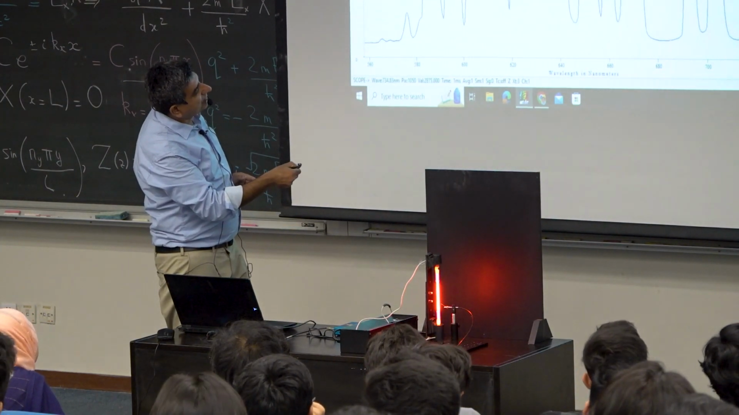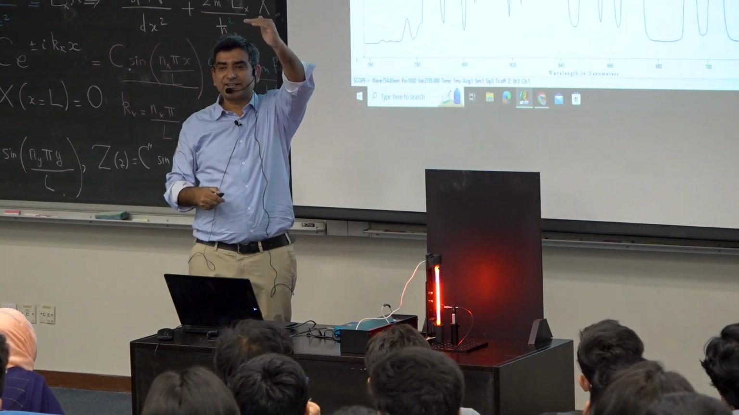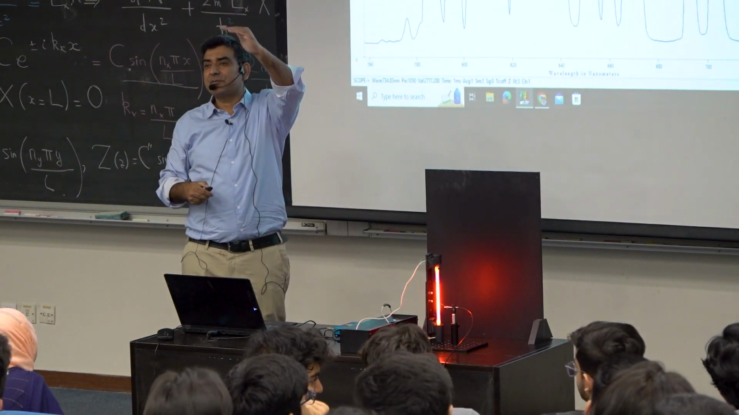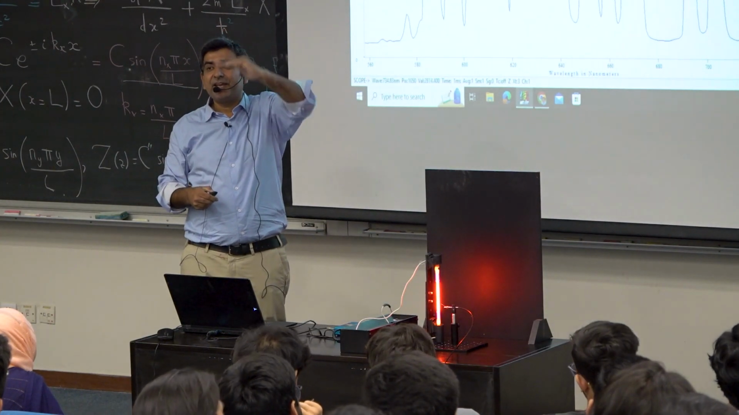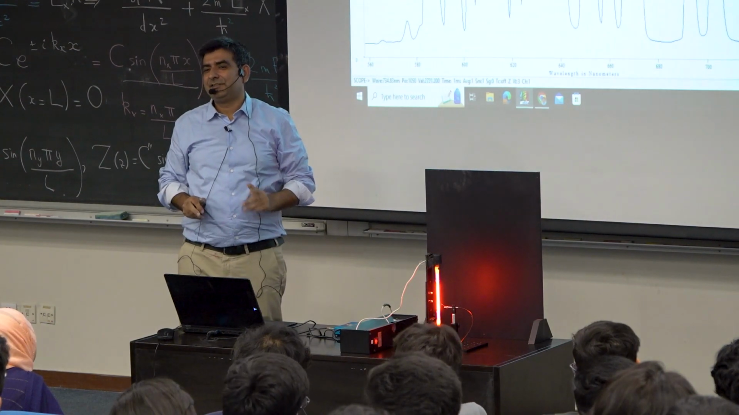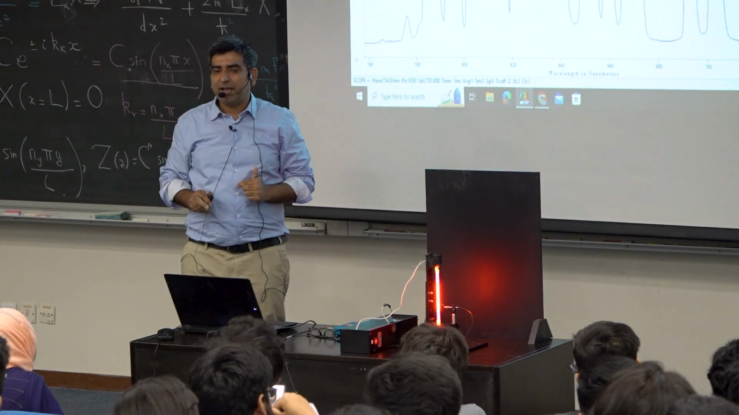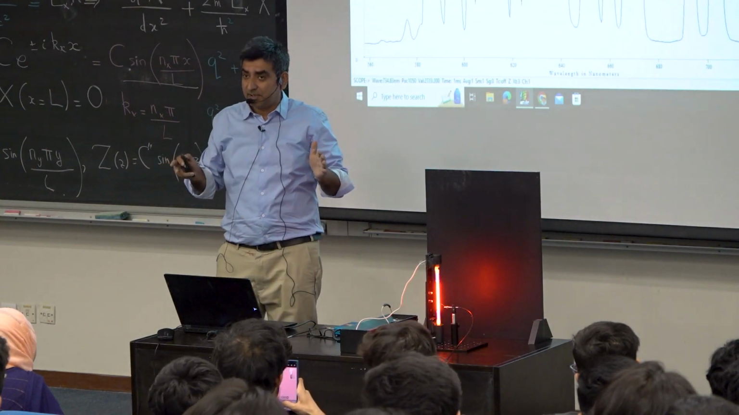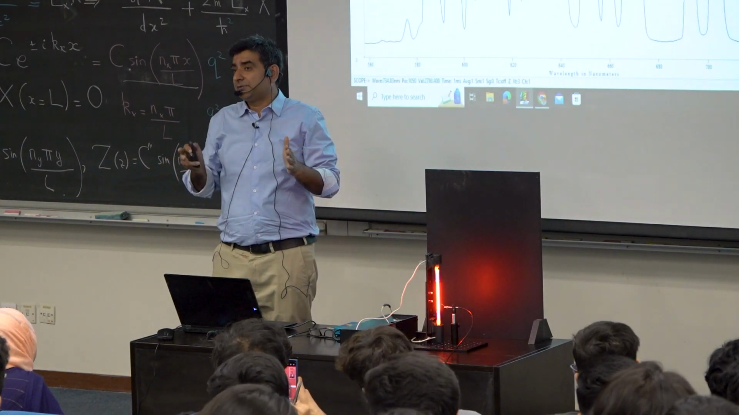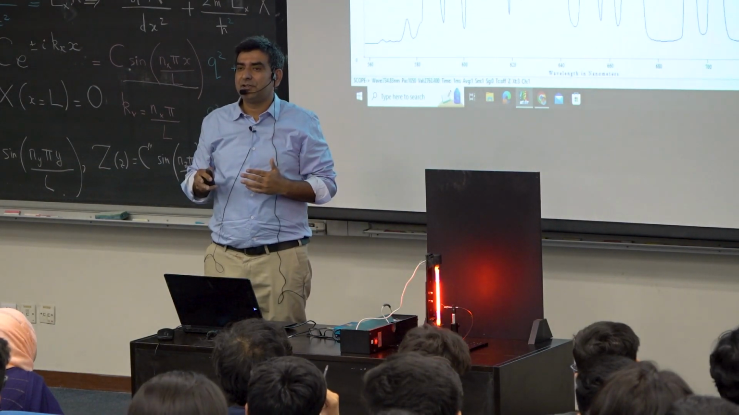The sharp peak, broad peak, that tells you the lifetime of the excited state. How long does the atom live in the excited state? If it lives longer, the peak will be sharper. This is because of the uncertainty principle. And some peaks are broad as well. So it's due to the lifetime broadening, but it's also due to the speed of the molecules.